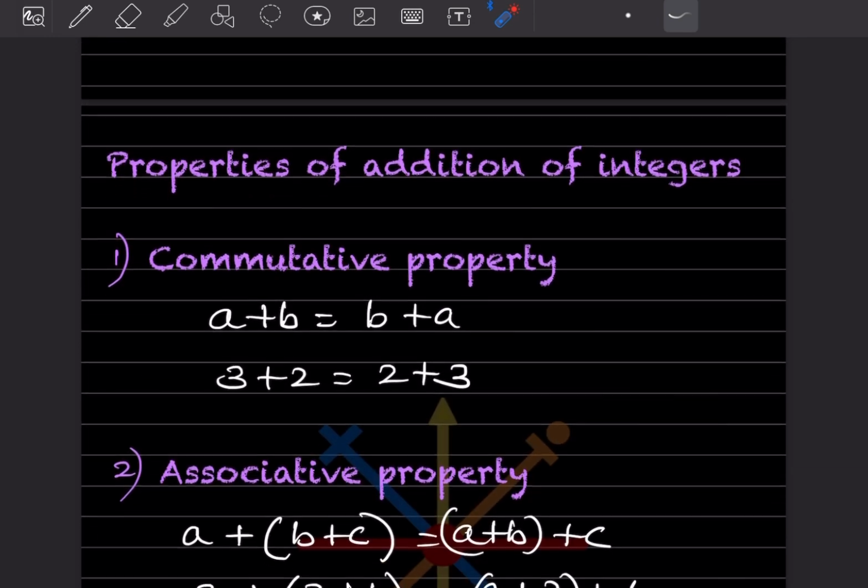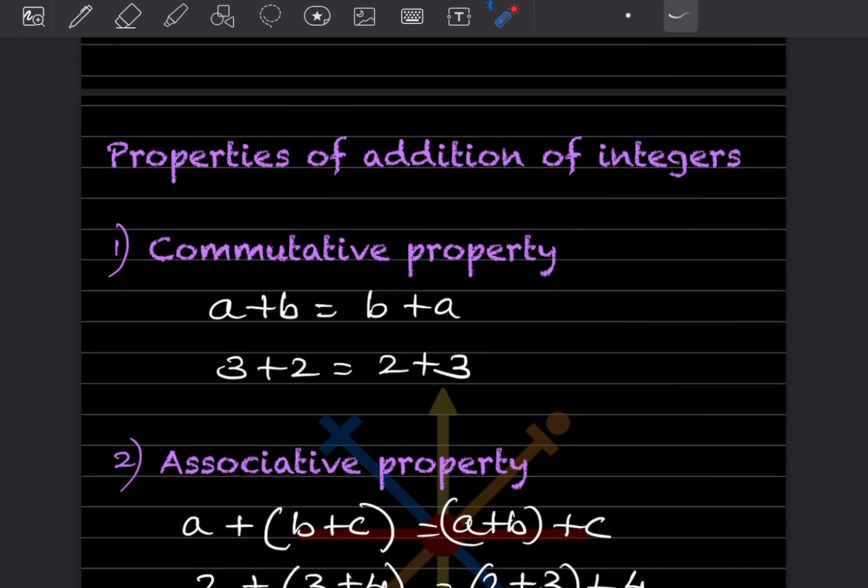In that, the first thing we are going to see is the properties of addition of integers. We'll see some of the properties, that is the commutative property. Here, a plus b is going to be b plus a. Suppose a is 3 and b is 2. So this is going to be 5. Again here b is 2, and this is also going to be 5. So this is the commutative property.